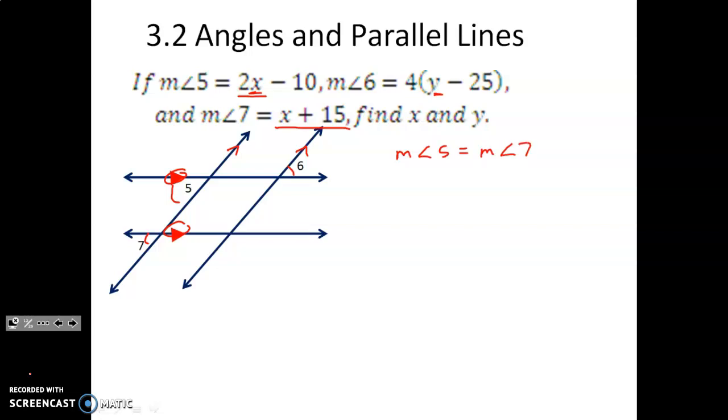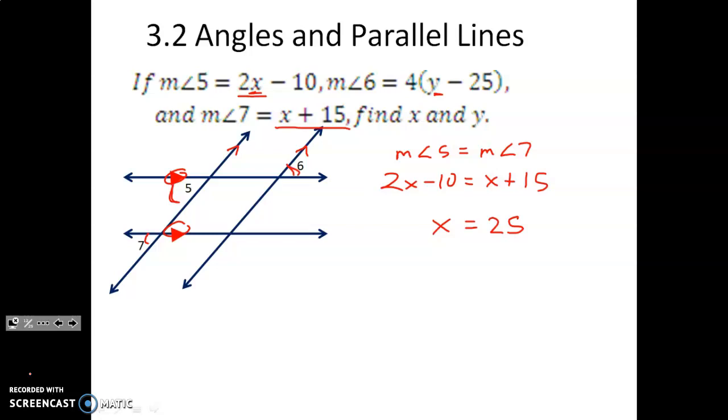So we can substitute that 2x minus 10 in for angle 5, and we can substitute x plus 15 in for angle 7, and now just solve for your x. So we get x equals 25. So there's our x value, and all we're doing is find the x. We could find the measurements, and in this case we kind of have to, because we need to know angle 5 and angle 6 are congruent to each other. So I need to know what angle 5 is.